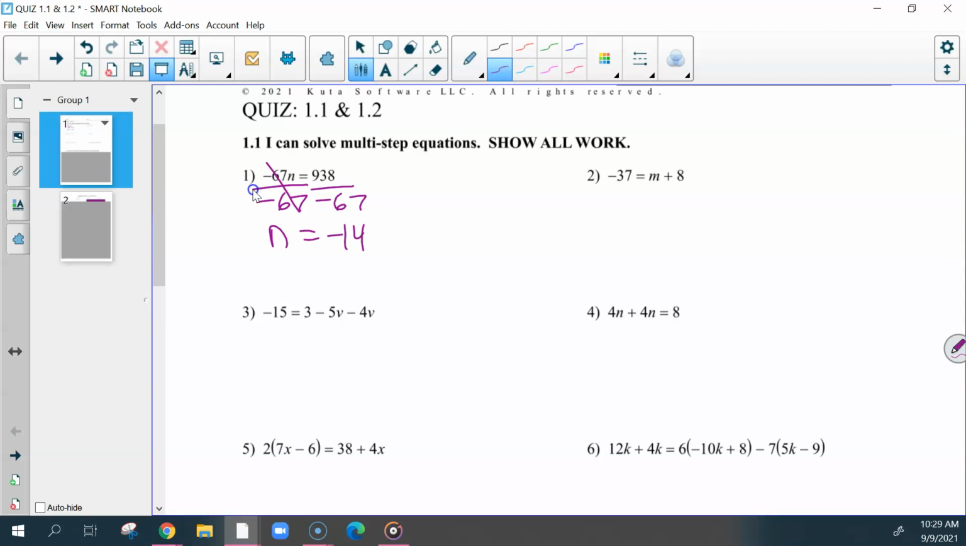So if it's just two numbers, you just divide? If there's numbers next to one another, they're already multiplying. And to undo that, we would divide.